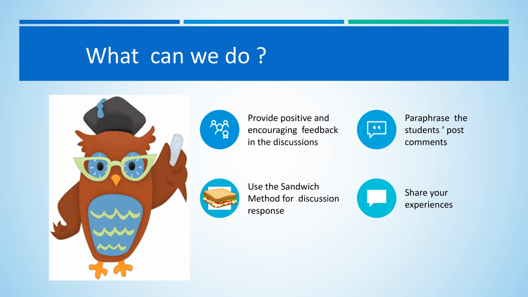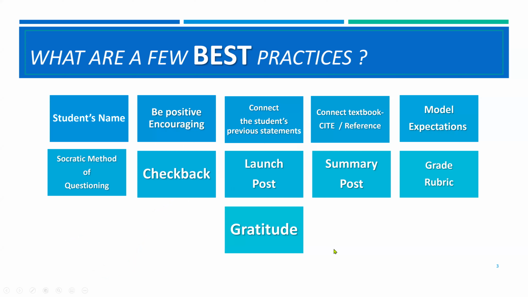And this isn't all we can do. Wait until the end, and you'll see so many new practices. Here are a few that we're going to present. Say the student's name in the beginning, be positive and encouraging, and connect with the student's previous statements. Connect with the textbook: recite it, reference it, and use APA. Model all your expectations; live it. If you don't now use the Socratic method of questioning, see what you can do. And check back to see if they're okay.